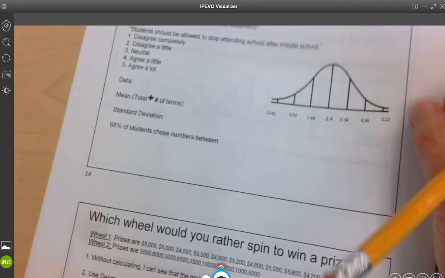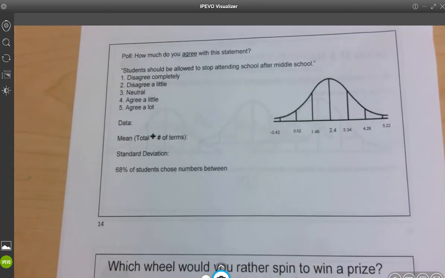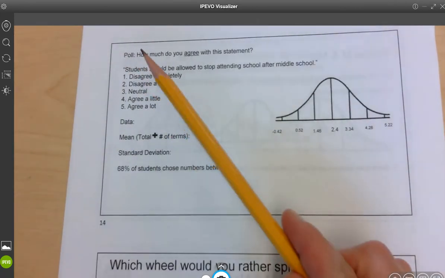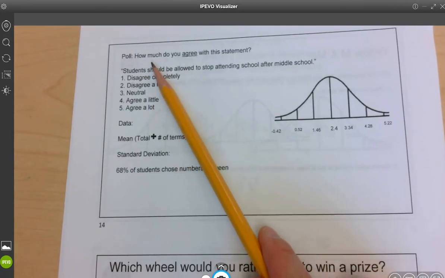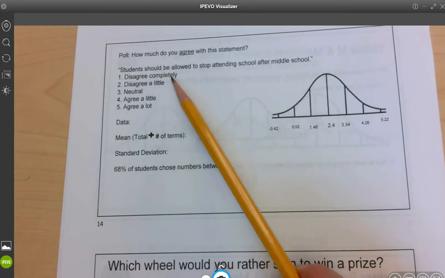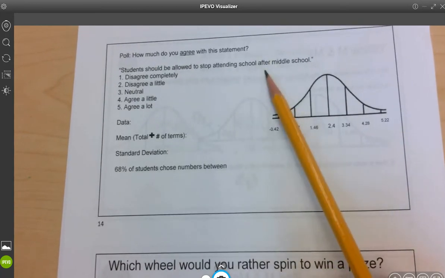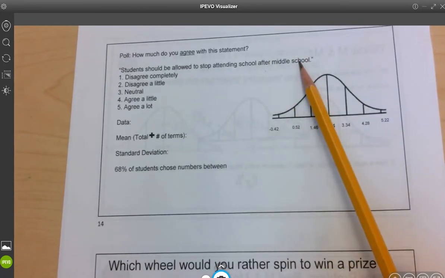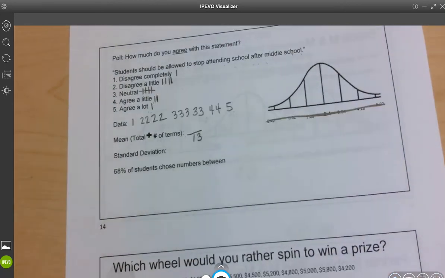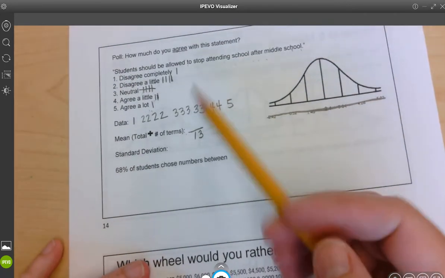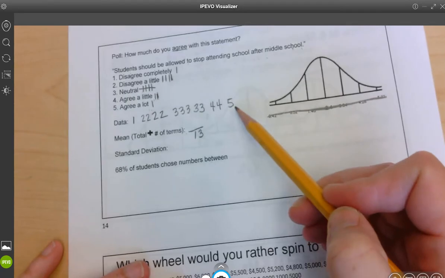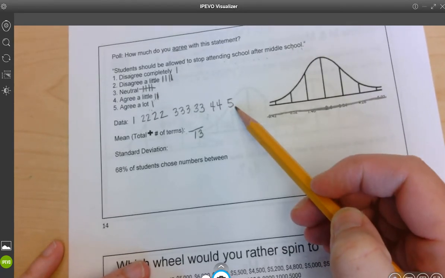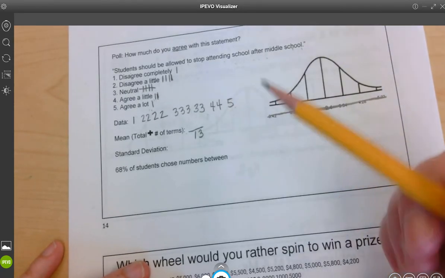Okay, now most of you can take a quick break while I'm polling you, but during your break, you need to answer my question. How much do you agree with this statement? Students should be allowed to stop attending school after middle school. Okay, so when most of you added these numbers up, I saw you got 37. Does anybody disagree with 37?